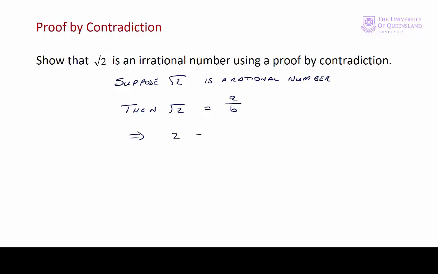then 2 is equal to a squared over b squared. This implies that 2b squared is equal to a squared. If we multiply any number by 2, we end up with an even number. So a squared is even. And from that we can say that a is even.